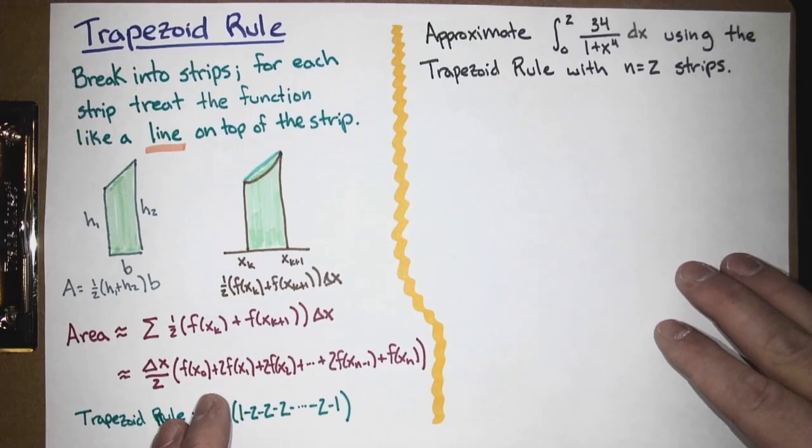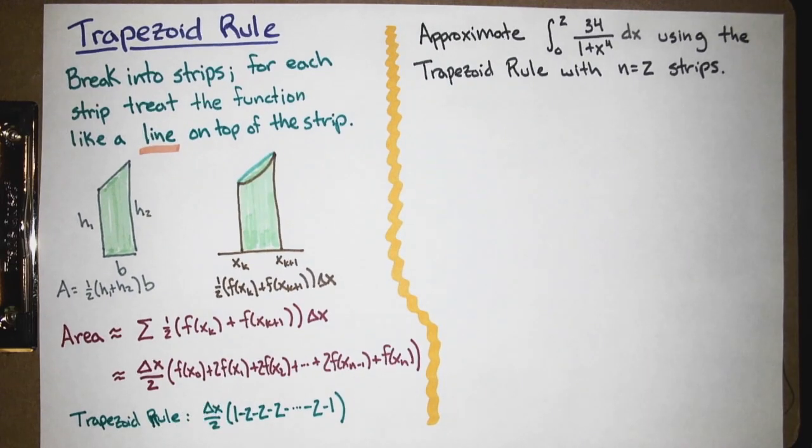So, let's go to there. Trapezoid rule. Well, same philosophy, break into strips. But now, we're going to do our strips slightly differently. In Riemann sums, we said make it flat on the top, so we're treating it like a constant. For trapezoid rule, we're going to say, no, don't make it flat.